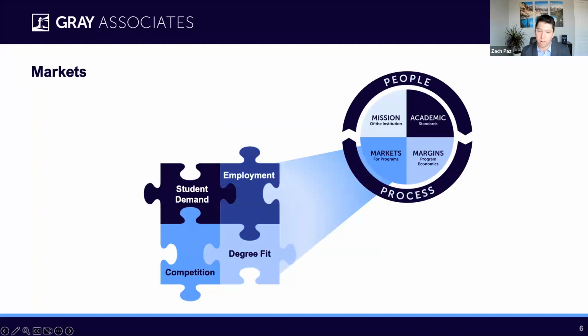So let's jump into markets and really get to understand what information is out there and available for you to evaluate your programs. Again, there's a lot of data that you have internally about your programs. What can you leverage externally to help you make better informed decisions? So again, very similar to how we think about program evaluation system in 4 quadrants, we have 4 sections of external market data. We have student demand, employment, competition, and degree fit. And I'll give you some discrete examples of all 4 of those in a minute.